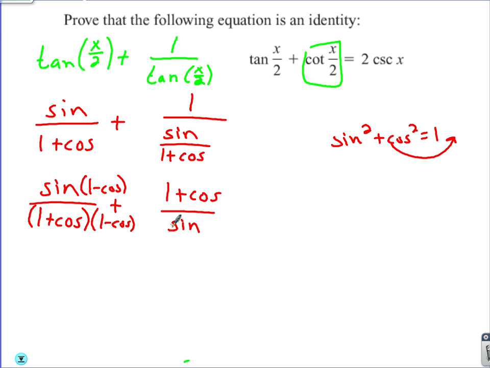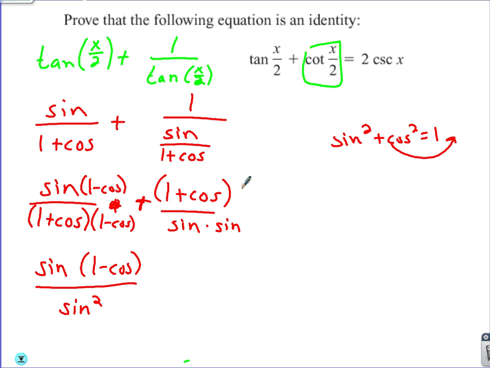So now I have sine times 1 minus cosine. On bottom again I'm going to skip a step. I have 1 minus cosine squared, which is sine squared. And I think that's supposed to be a plus. Oh, there it is. That's plus. I'm going to multiply top and bottom by sine. So I've got plus sine times 1 plus cosine over sine squared.